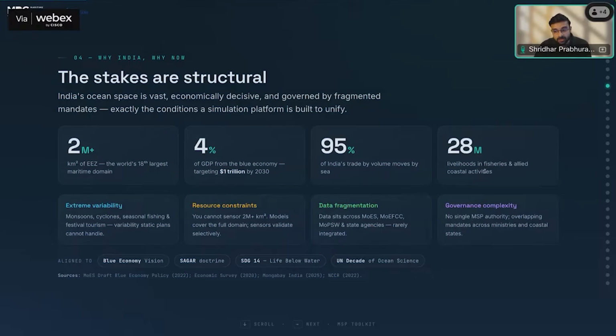Today, MSP does not have a single authority, and there are multiple overlapping mandates across the different ministries in coastal and state regions when it comes to spatial planning. So a decision support interface that allows everyone to come together also helps reduce the governing complexity when it comes to marine spatial planning. Of course, needless to say, the toolkit in itself aligns towards the blue economy and the Sagar vision that we have.